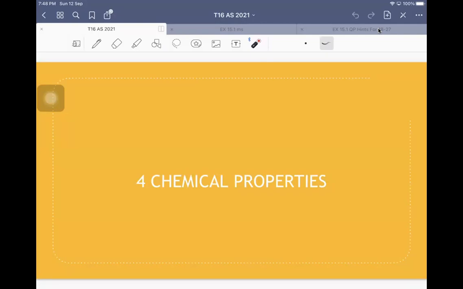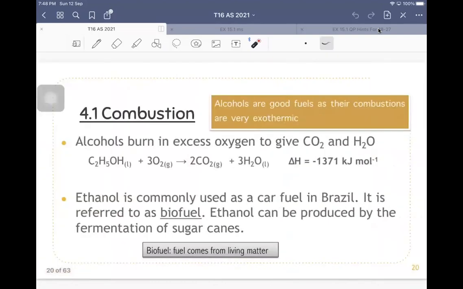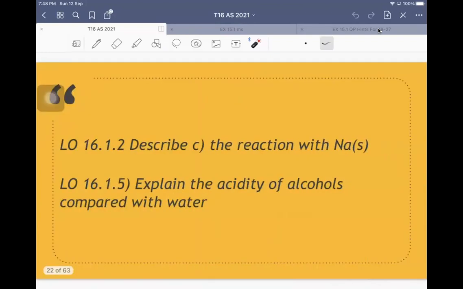Last lesson, we looked at the chemical properties of alcohols. These are the reactions of alcohol. We've looked at the combustion with oxygen to give carbon dioxide and water. We've also looked at the reaction of alcohols with sodium, where we said that alcohols are weak acids, so they behave like an acid when they react with sodium metal to form a salt, the general name for which is sodium alkoxide, and hydrogen gas.